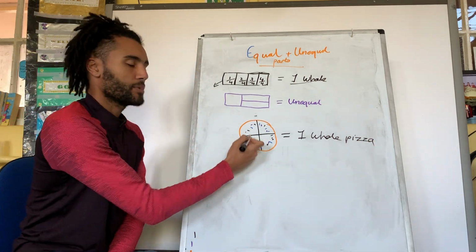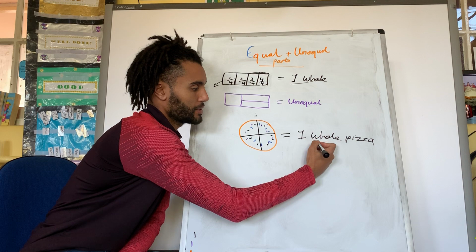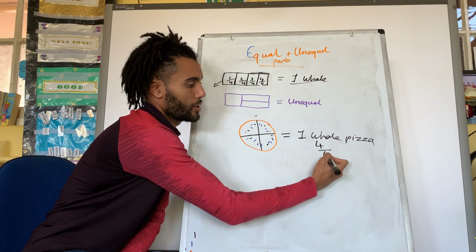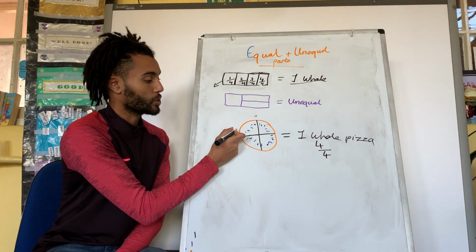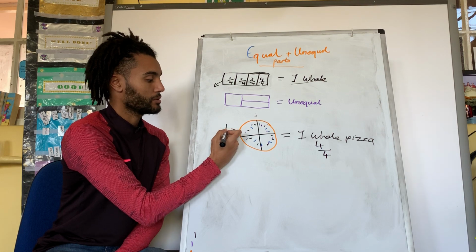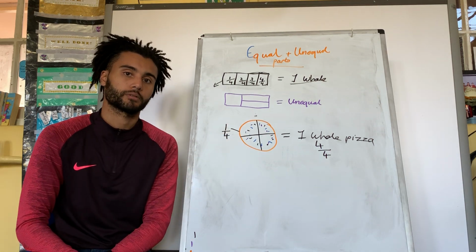Now, think about what that would be as a fraction as well. You can see here, that would be 4 over 4. Now, similar to this one of these pieces equals 1/4.